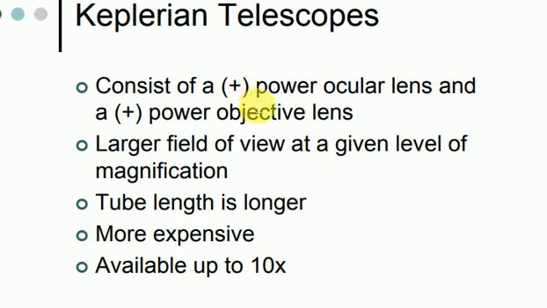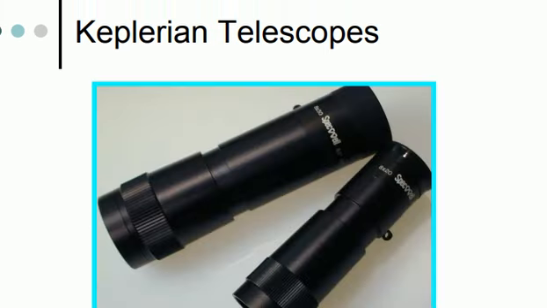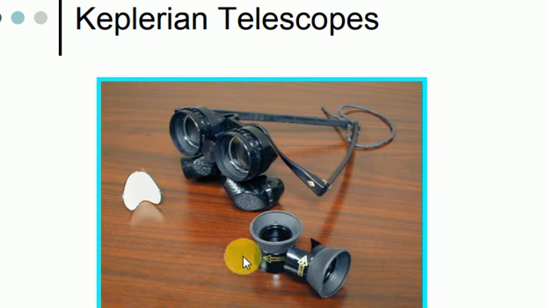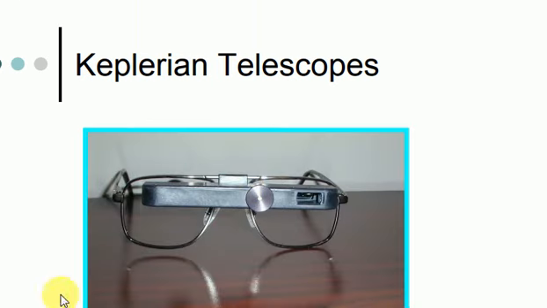Keplerian telescope consists of a plus power ocular lens and a plus power objective lens. It has a large field of view at a given level of magnification. Tube length is longer, more expensive, available up to 10x. These are the Keplerian telescopes. You can see the tube length is longer. These are also Keplerian telescopes.